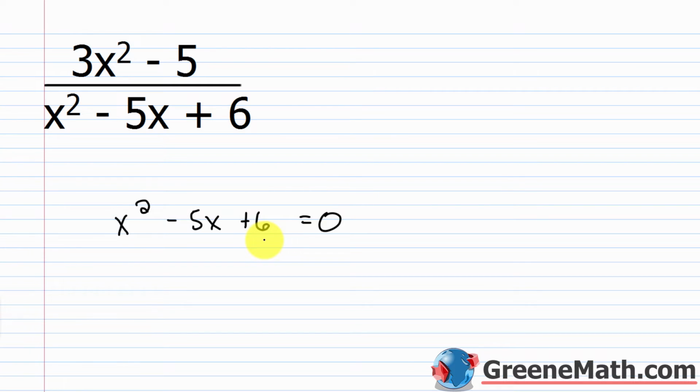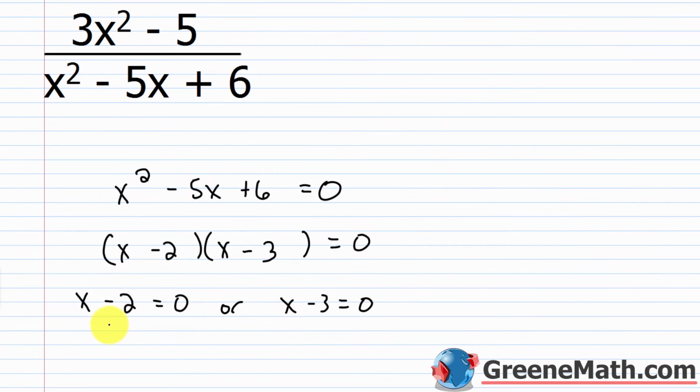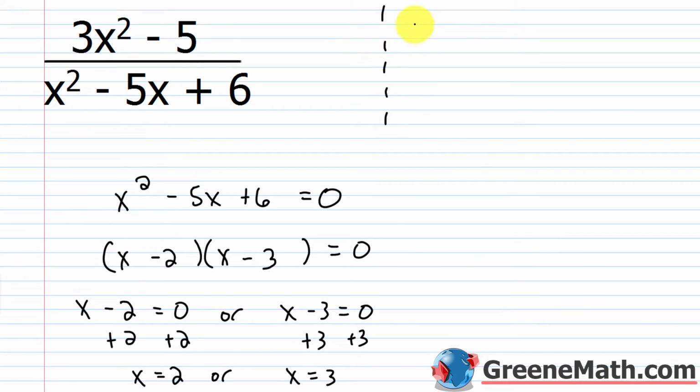So this is a factorable trinomial. I can factor this into the product of two binomials, and this is pretty easy. Give me two integers whose sum is -5, whose product is 6. That would be -2 and -3. -2 times -3 is 6, and -2 plus -3 is -5. Then I would set each of these equal to 0 and solve individually. If I add 2 to both sides over here, and add 3 to both sides over here, I'd get x equals 2 or x equals 3. So I put over here x equals 2 or x equals 3.